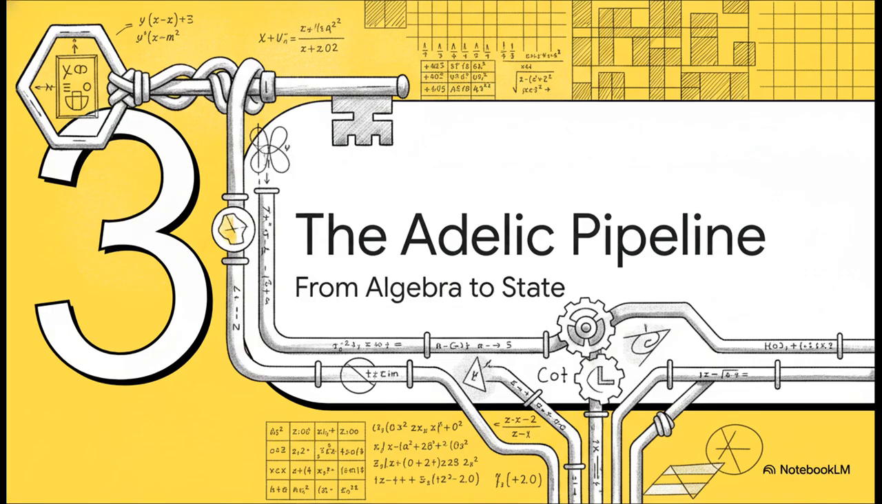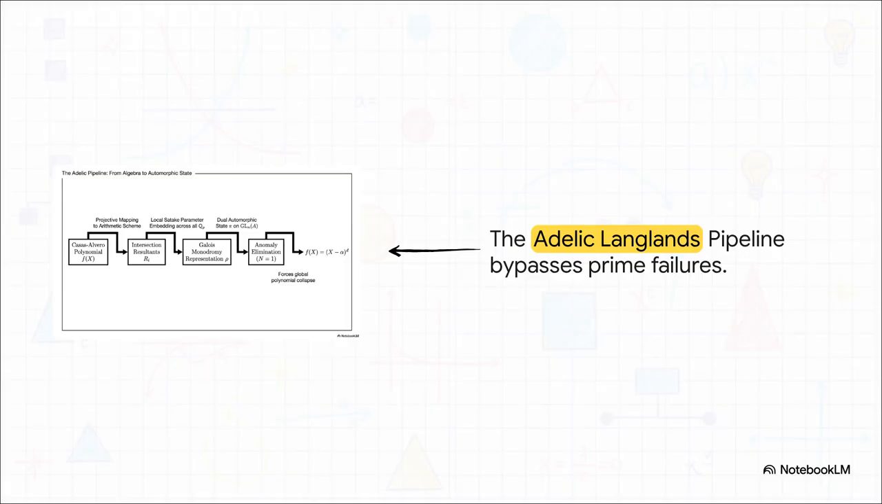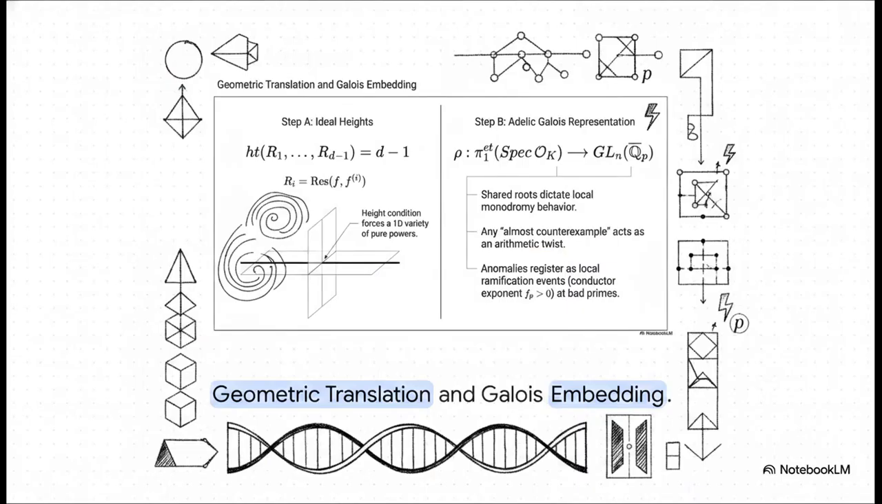That's part 3, the Adelic Langlands pipeline. To bypass this completely insurmountable obstacle, we pull out a multidimensional master key, which is the Adelic Langlands Program. By mapping the polynomial into an arithmetic scheme, we embed it across all p-adic local fields using Satake parameters and translate it into a Galois monodromy representation. From there, we finally map it to a dual automorphic state. Basically, by tracking all prime places simultaneously, we use local-global compatibility to force those chaotic bad primes into total global alignment. Let's look at the specific mathematics of that embedding.